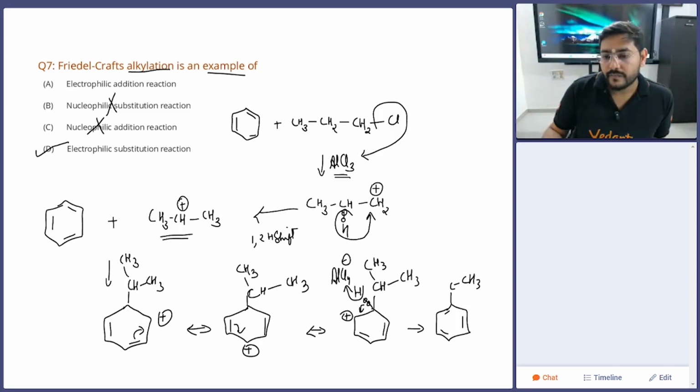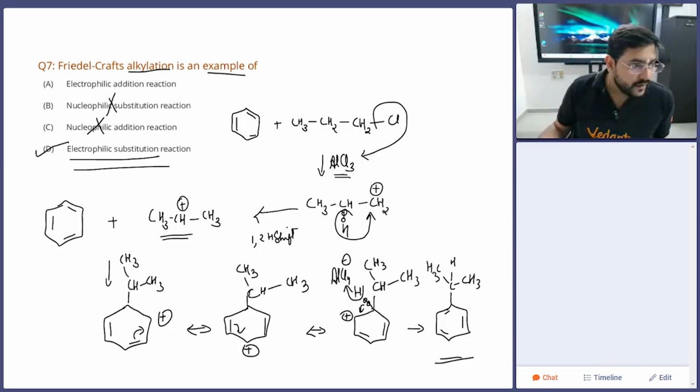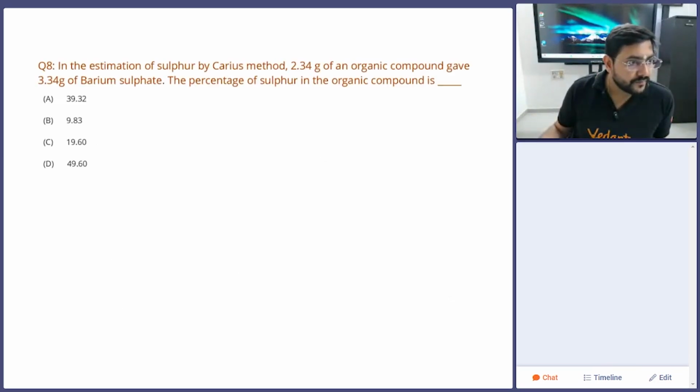Is this part clear? This is called the product plus AlCl3 plus HCl. So this reaction is called the electrophilic aromatic substitution reaction. The right answer is D. Now moving towards the next question.